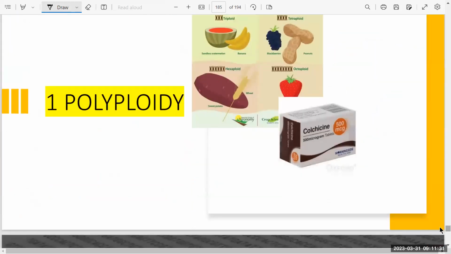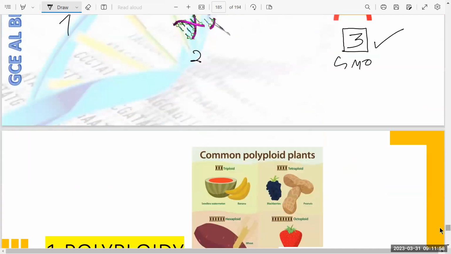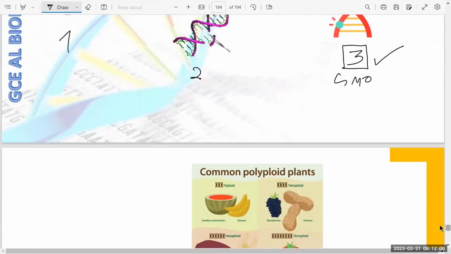And last time we discussed polyploidy. In this method, colchicine is a chemical used to inhibit chromosome separation during anaphase. So it inhibits the microtubule formation. As a result, chromosomes cannot separate into two cells.